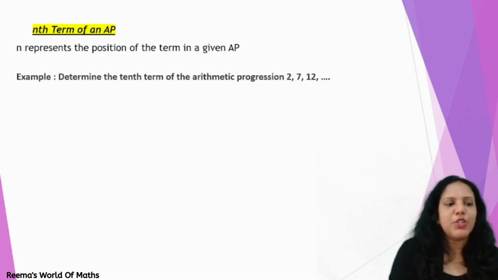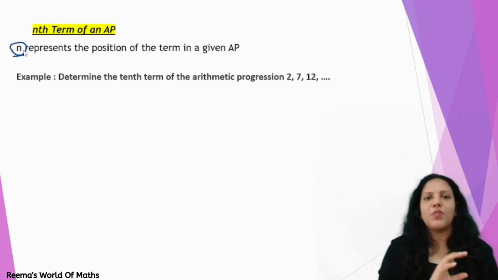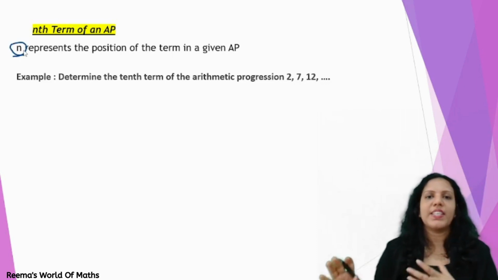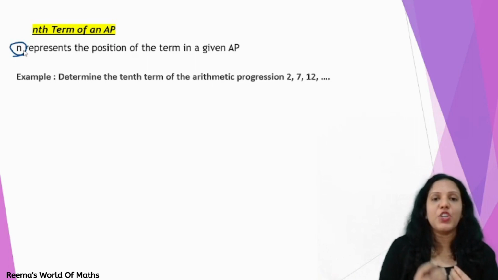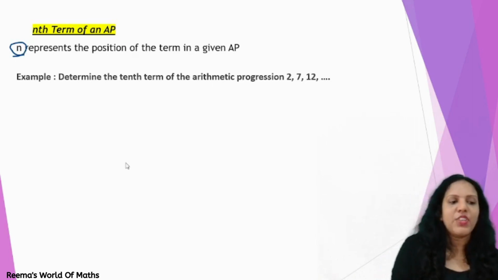So for the nth term of an AP, the n represents the position of the term in a given AP. Let's see, we know 1, 2, 3, 4, 5, 6, 7, 8 is an arithmetic progression, which is the natural numbers. The position of each term is represented by the letter n. So n represents the position of the term in a given AP.